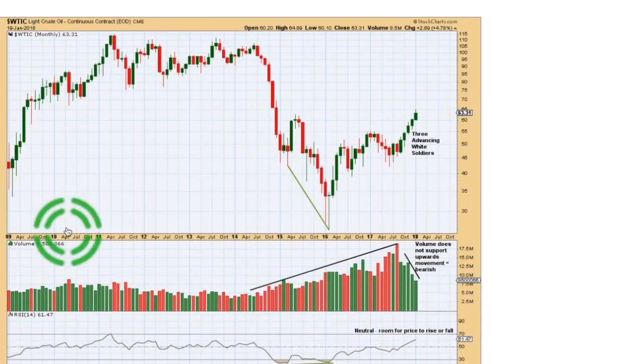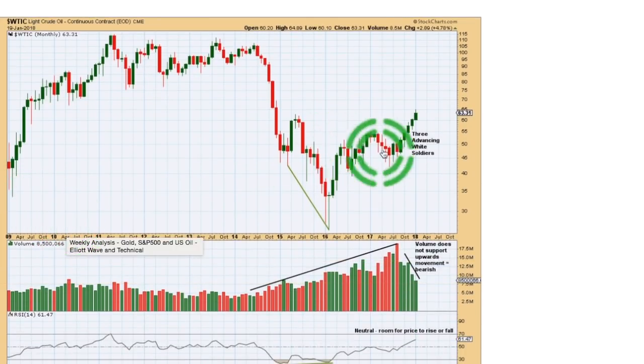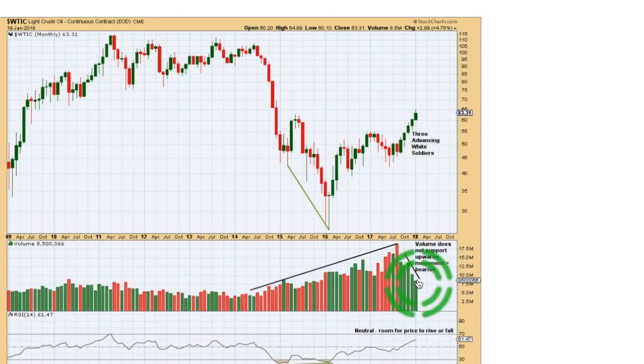At the monthly chart level, there are 3 advancing white soldiers, 1, 2, 3. We've got another 2 months of upward movement following that, and we have price rising on declining volume. 3 advancing white soldiers is a bullish continuation pattern, but it makes absolutely no comment on how long or how far a bullish trend should continue. It could have ended here. That's entirely possible.